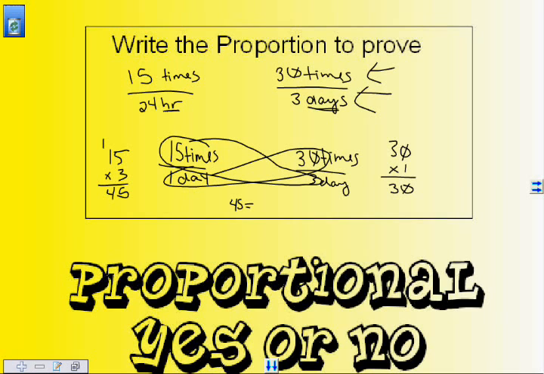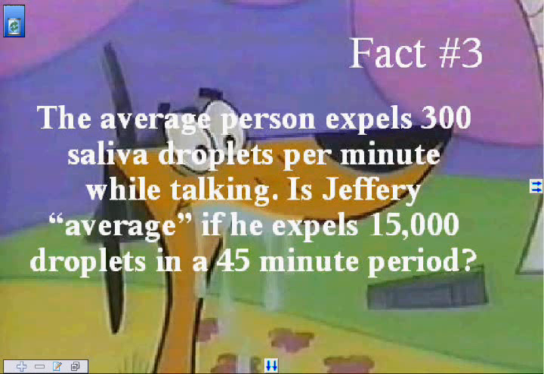45 does not equal 30. So these are not proportional. Good. Next one. The average person expels 300 saliva droplets per minute while talking.